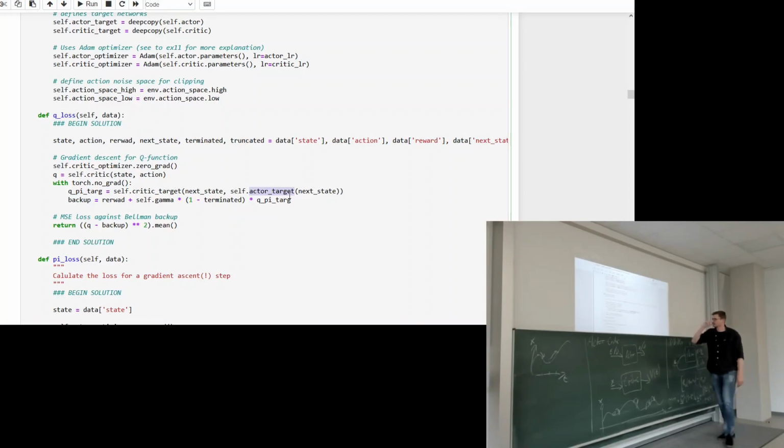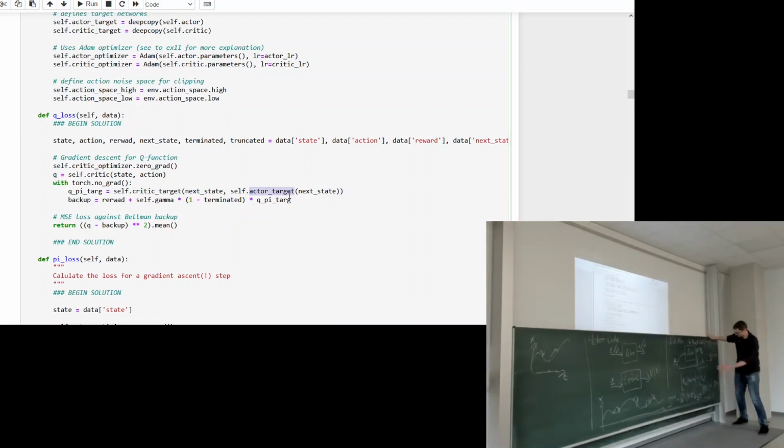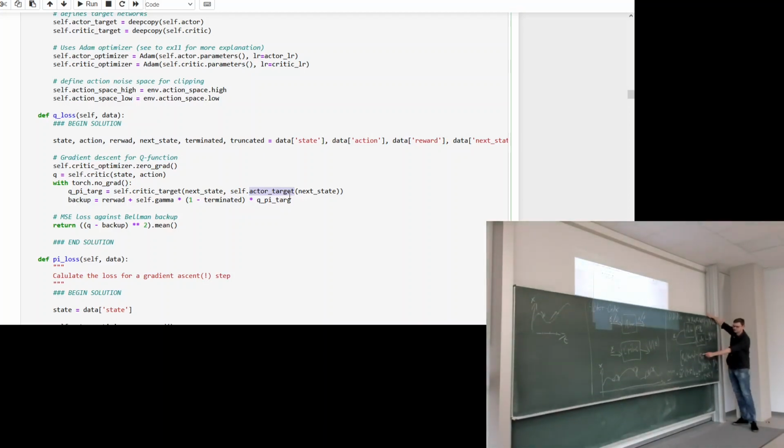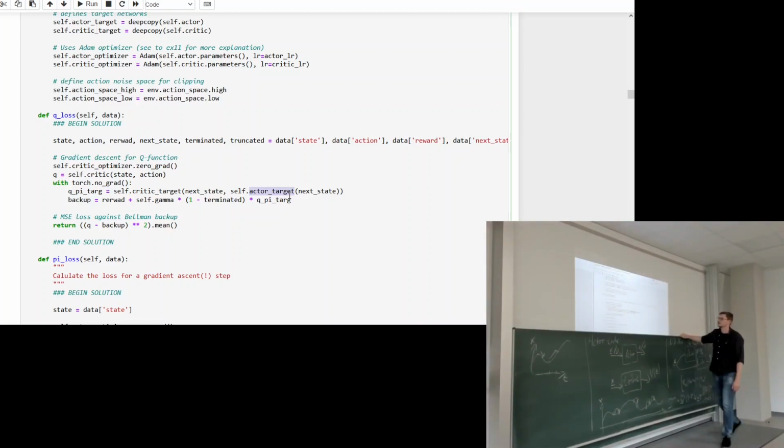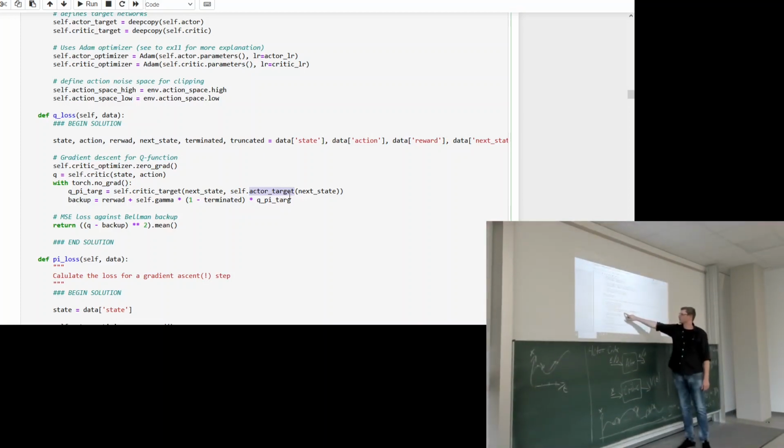And then now here, you see that our backup, so this whole target, also accounting for the reward that we have seen there, we have this factor of 1 minus the terminated flag. And the terminated flag tells us whether our problem has come to an end or not. Why is that important to have that in there? Why is that interesting?